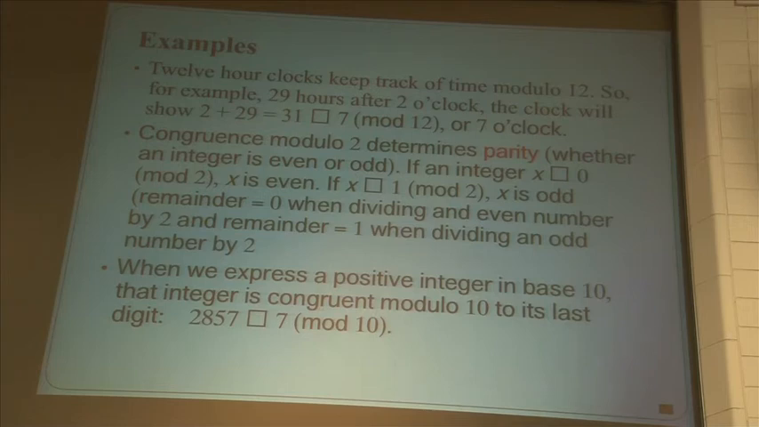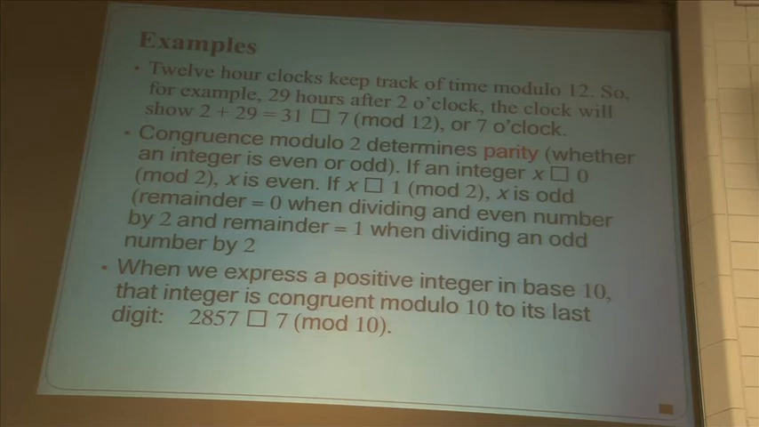Congruence mod 2 in base 2. Any of you have done any computer coding or you know anything about computer coding? Binary code is mod 2. Modular arithmetic base 2. It's all zeros and ones. Two numbers. This also determines parity.